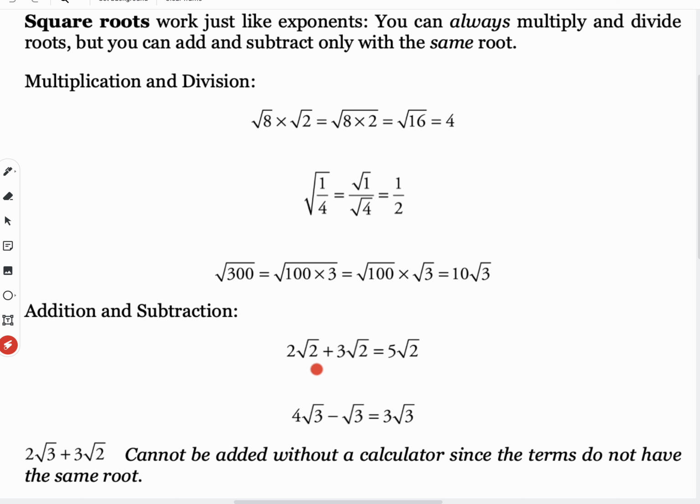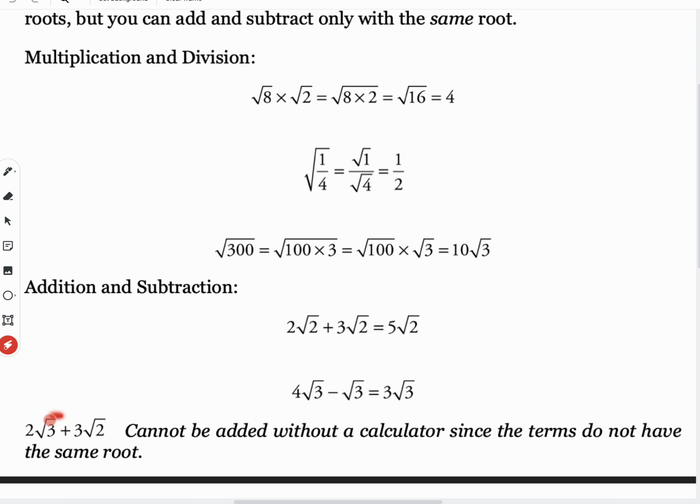With addition and subtraction, 3 plus 2 is 5. We have the same roots, so we can add those. That would be 5 square roots of 2. This is an understood 1 here in front of the square root of 3. So 4 square roots of 3 minus 1 square root of 3 will give us 3 square roots of 3.